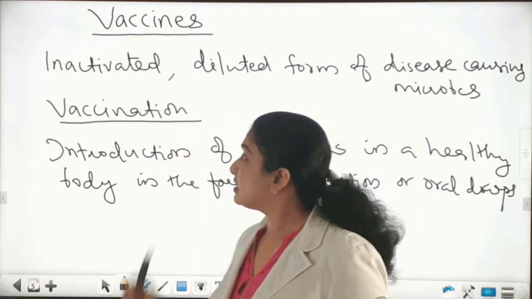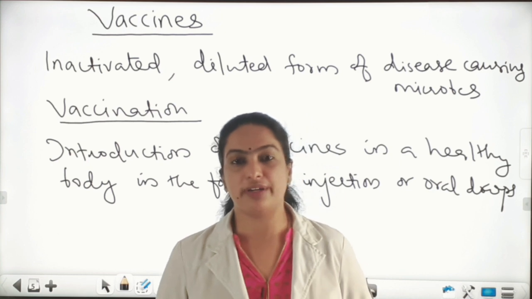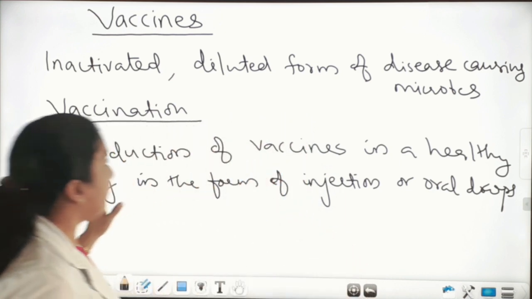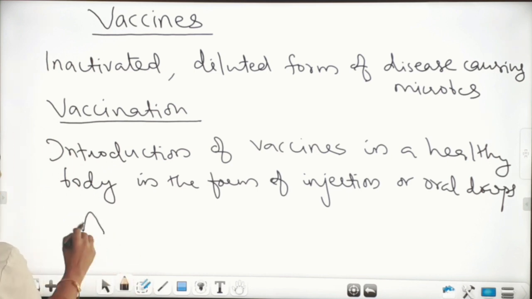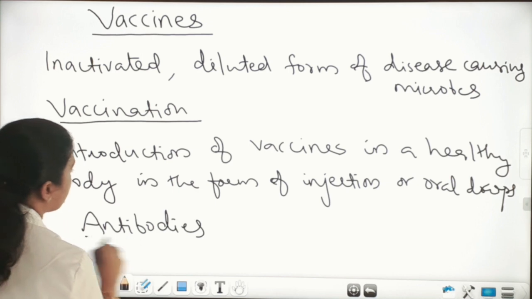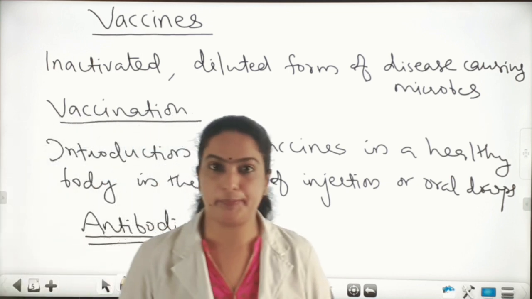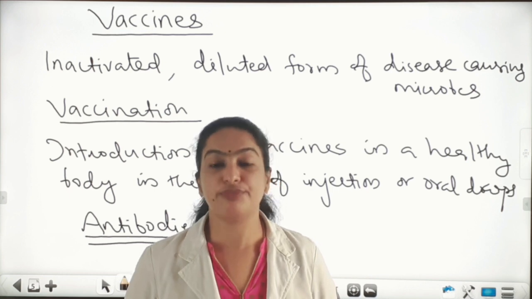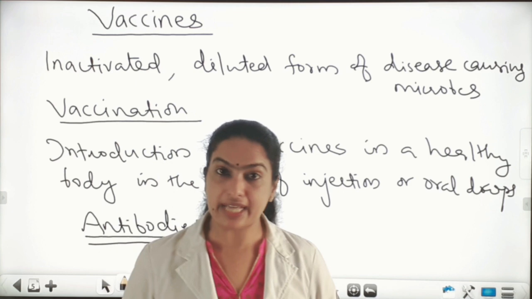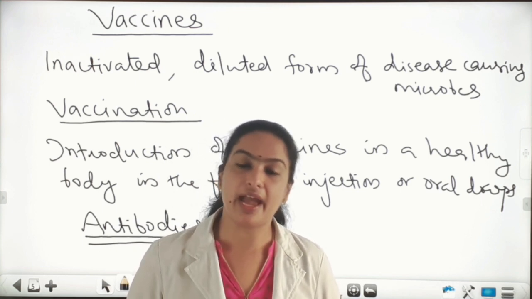When vaccines are introduced into the body through vaccination, they create antibodies. Antibodies are created by the vaccine in a healthy body. So the body starts to fight against this particular vaccine or particular pathogen by producing antibodies.